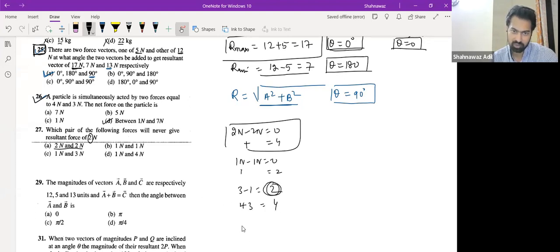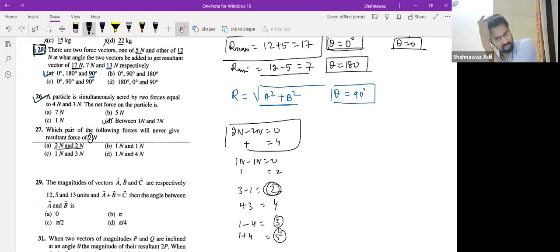What about this one? 4 minus 1 is 3, we take the mod, right? And then 1 plus 4 is 5. So can 2 be in the middle of 3 and 5? No, sir. So this is the answer. Okay, guys. Yes, understood.